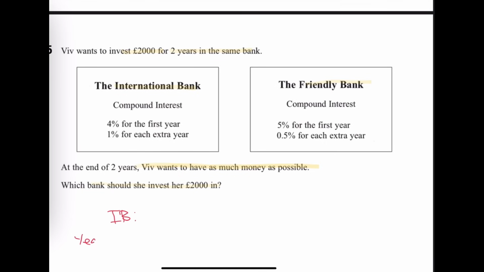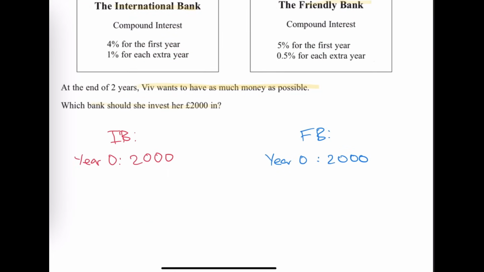So we both know in year 0, we're going to have 2,000. This is at the beginning. And we'll do the Friendly Bank in blue. So in year 0, we also start with 2,000. So now let's see which one we are going to get the most at the end of year 2, and that's the one that Viv will want to invest her £2,000 in, because her whole goal is to have as much money as possible by the end of these 2 years.